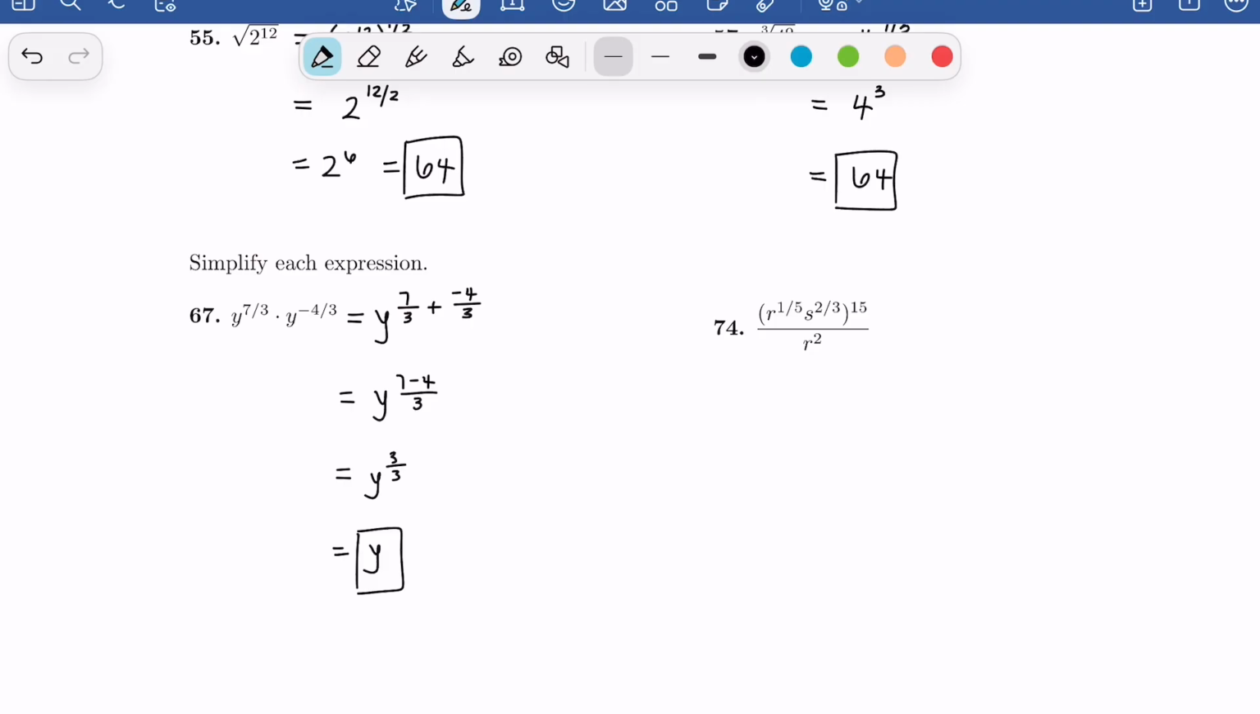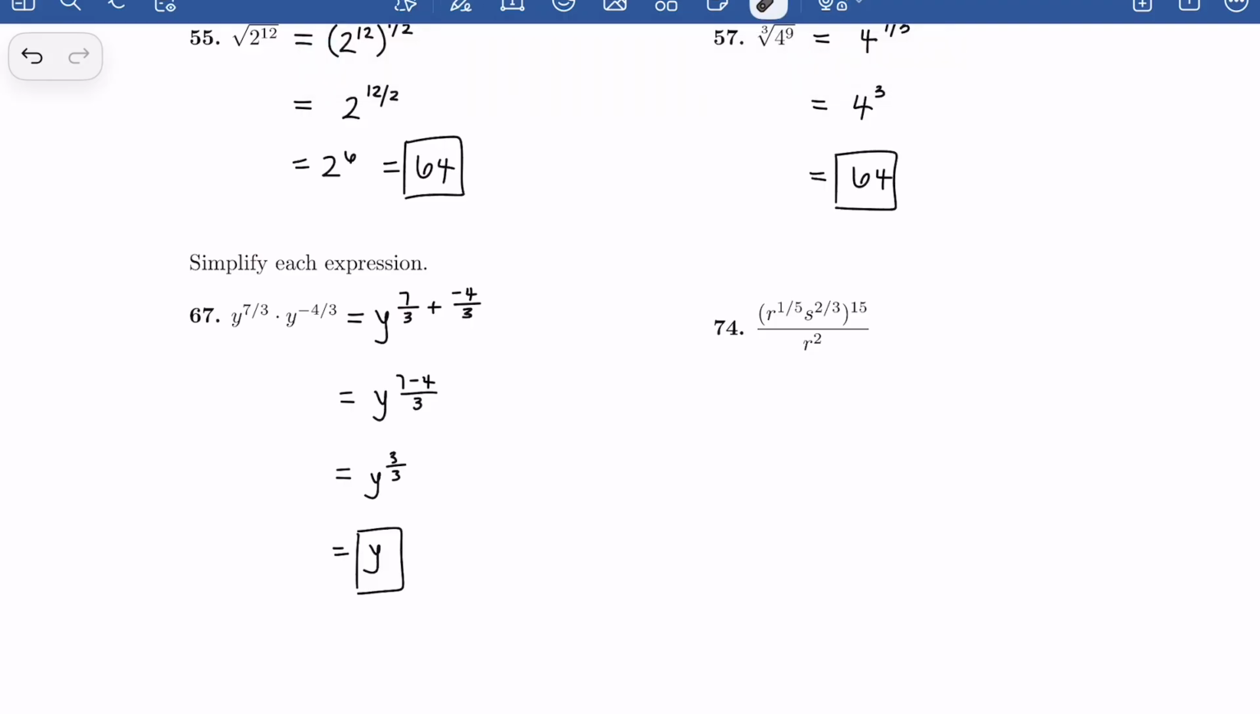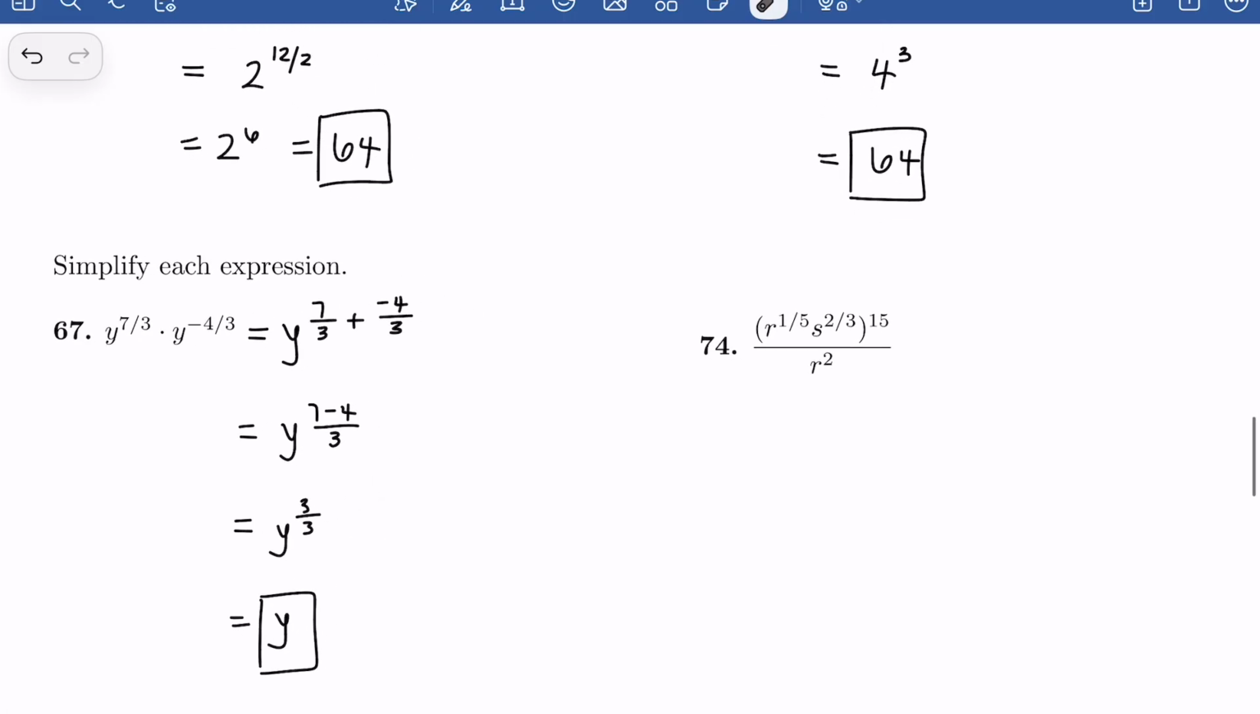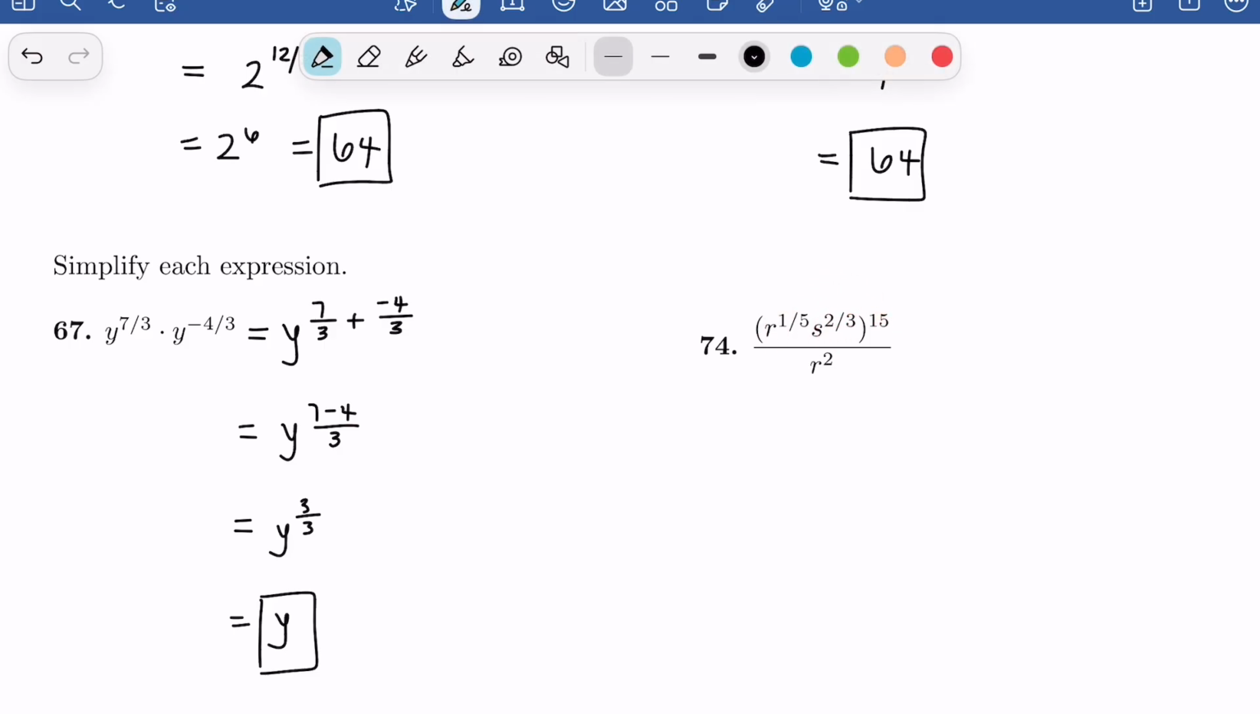All right, let's look at this next one here. Now, in this case, we have two different bases. We have an r and an s here, so we have to be careful with that. But notice in our numerator here, we have this entire thing raised to the 15th power. Well, our exponent rules tell us that this 15 is going to apply to this expression and this guy. So let's go ahead and rewrite it this way first. We're going to have r raised to the 1/5 times 15, s raised to the 2/3 times 15. Those are all our exponents, all over r squared.